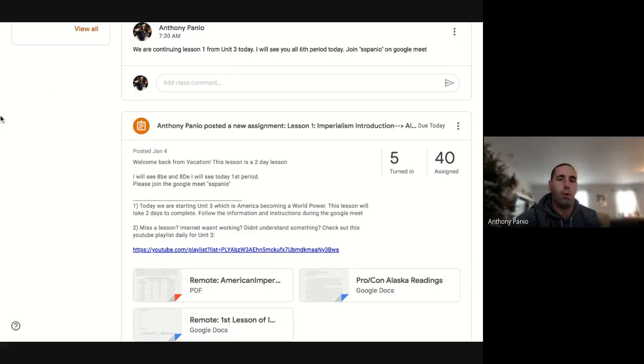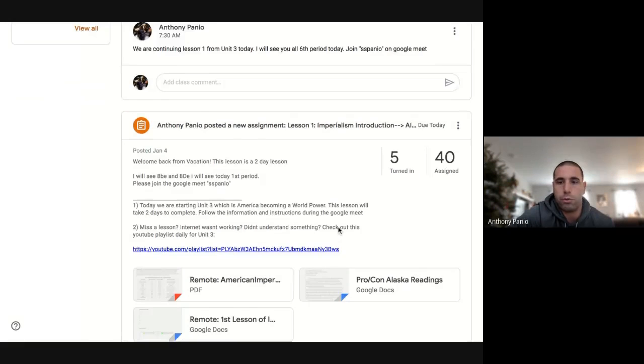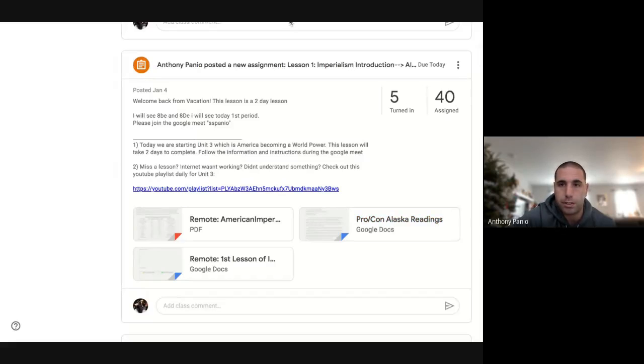The notes are very important. Do not try and do this lesson without the notes. Okay? Everyone else, you were doing the pro-con of Alaska reading, okay? And you were doing the table that looked like this.